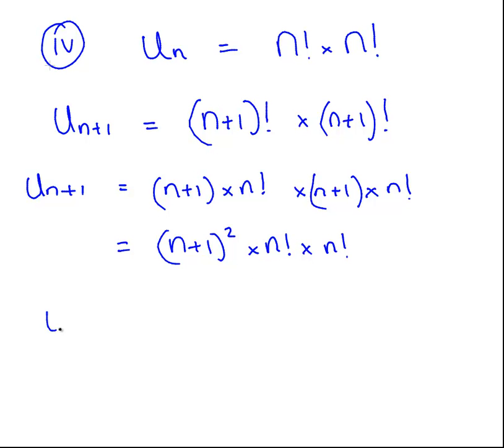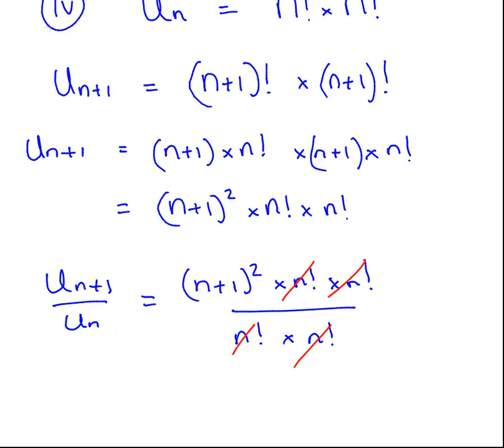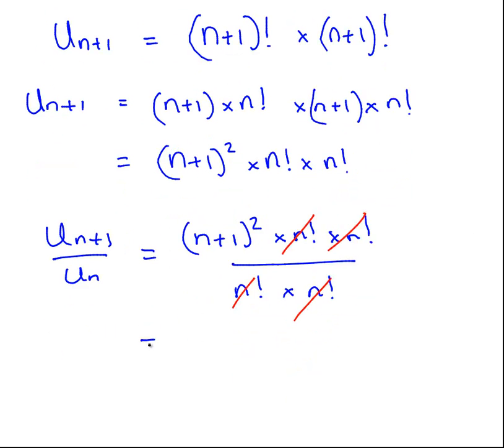And when we get the ratio u of n plus 1 divided by u of n, that is simply (n+1) squared times n factorial times n factorial all over n factorial times n factorial. And again, you can see here that the n factorials all cancel out with each other. So the answer we are left with is (n+1) squared. You can leave your answer like that, (n+1) squared.